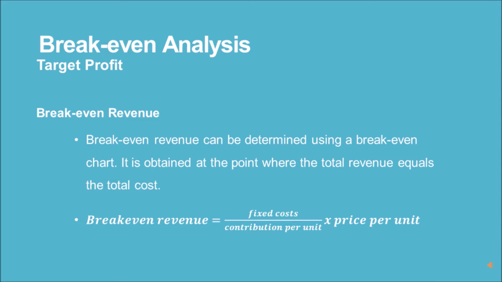Break-even revenue. Break-even revenue can be determined using a break-even chart. It is obtained at the point where the total revenue equals the total cost. Break-even revenue equals fixed costs divided by contribution per unit, times price per unit.